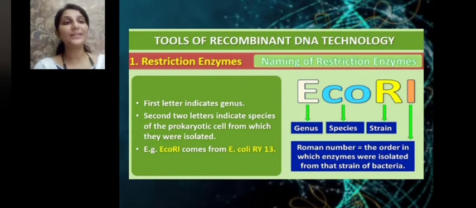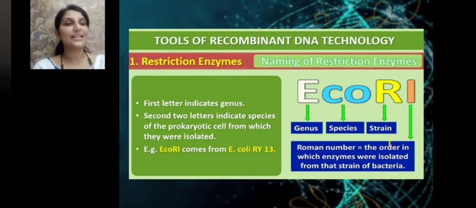Next, we learn about the nomenclature of restriction enzymes, how the name for a restriction enzyme is given. Let us take an example of a restriction enzyme. It is called EcoR1. So what does E stand for? It stands for the first letter of the genus. The next two letters, second and third, stand for the species, the prokaryotic genus and species from which they were isolated. For example, EcoR1 comes from E. coli, Escherichia coli.